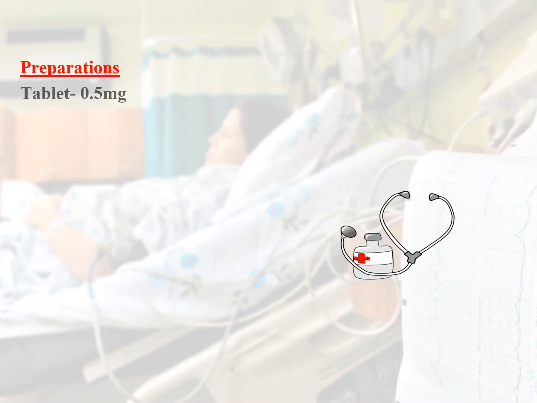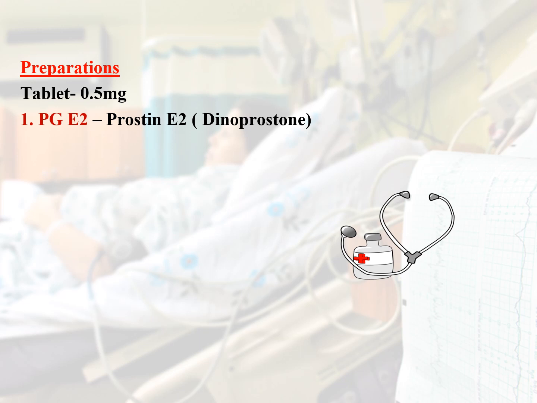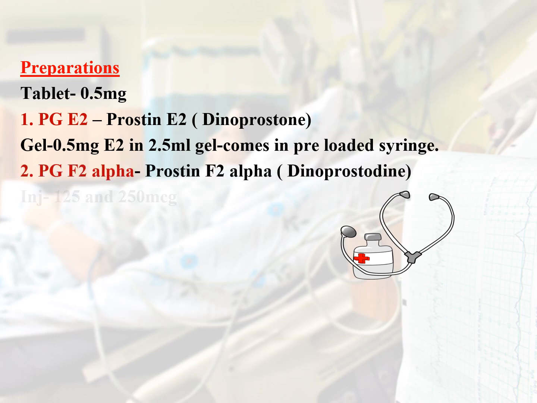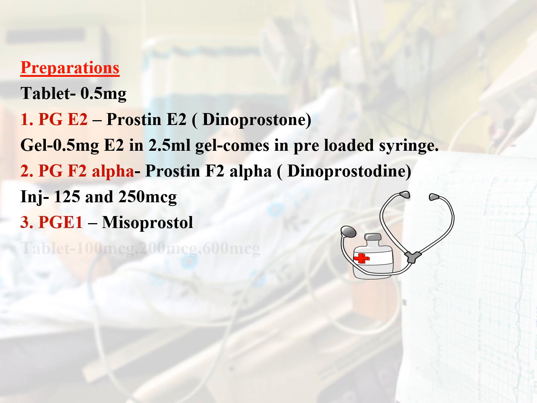The various preparations of this medication: as a tablet 0.5 milligram is available. Apart from that, prostin E2 dinoprostone, prostin F2 alpha 125 and 250 microgram injection, prostaglandin E1 misoprostol as a tablet 100, 200 and 600 micrograms.